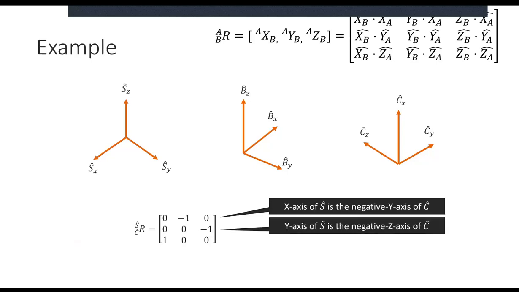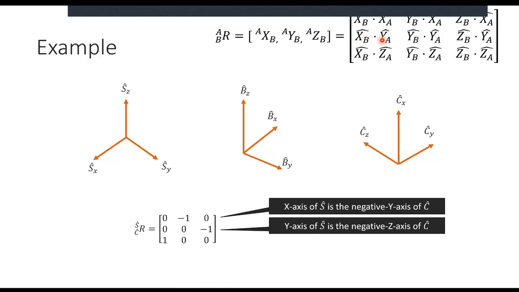Okay, so now if I want to map to the y-axis of S, I can just look at this and say, well, it's the negative z-axis of C. And we can work through that same idea. If we just start projecting, here's 0, we have 0, 0, -1. So we can try to map this.